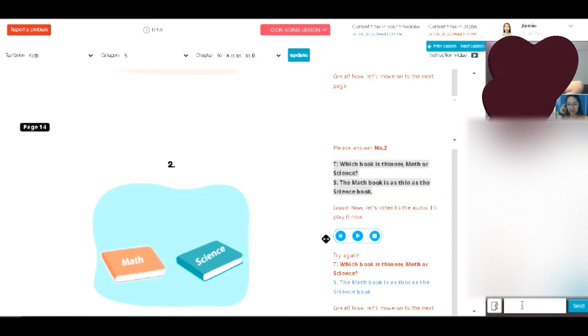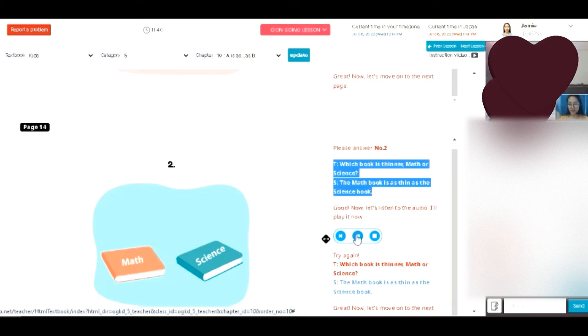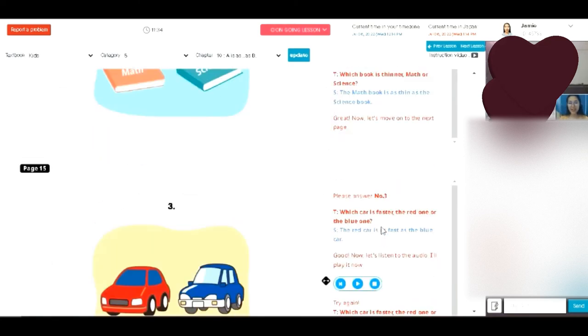Which book is thinner, math or science? The math book is as thin as the science book. Okay, can you please say thin? Thin. Okay, so this is the answer. Which book is thinner, math or science? The math book is as thin as the science book. Okay, let's move on to number three.